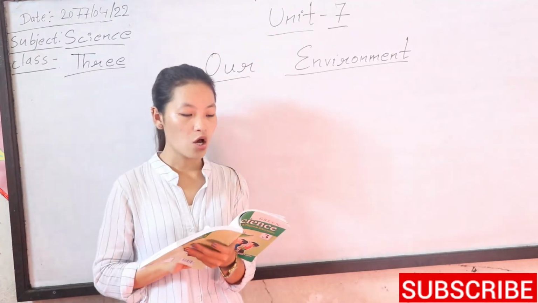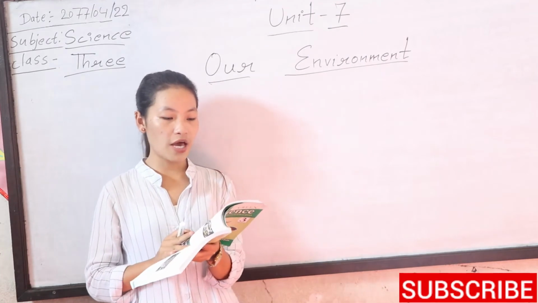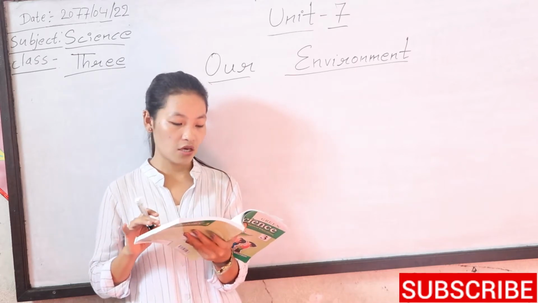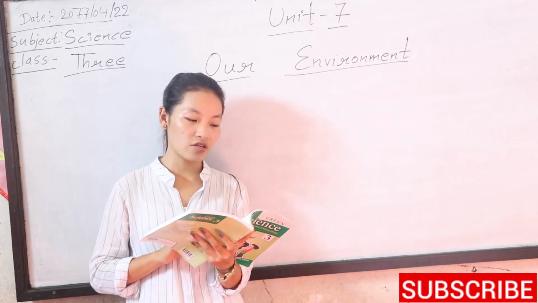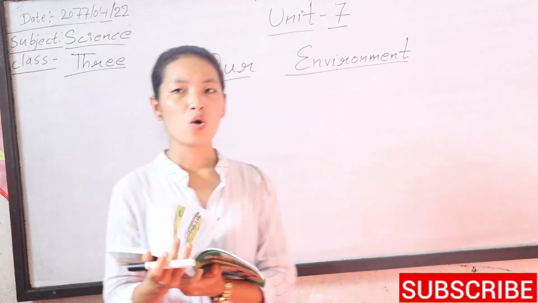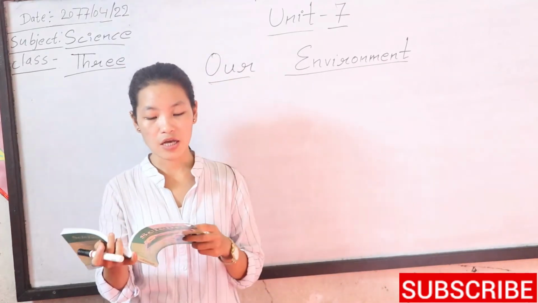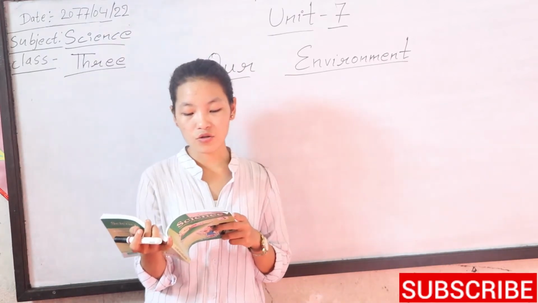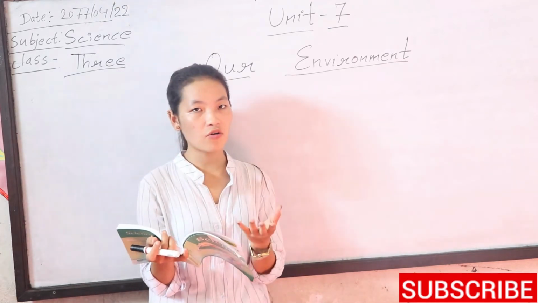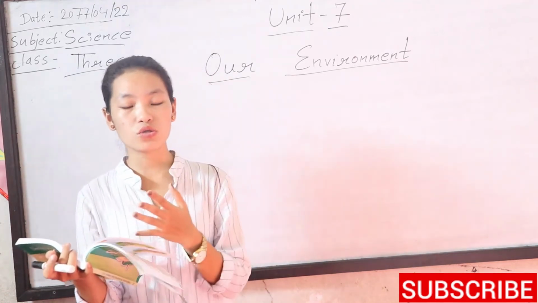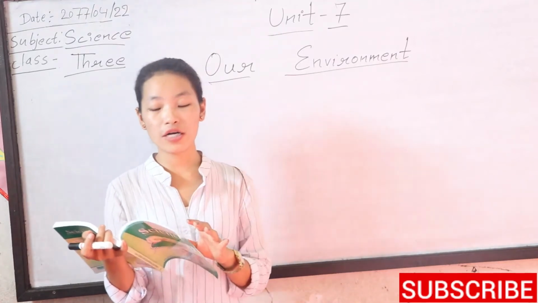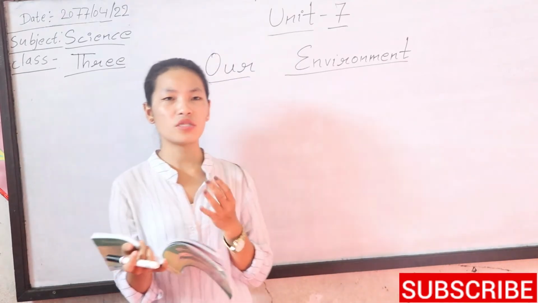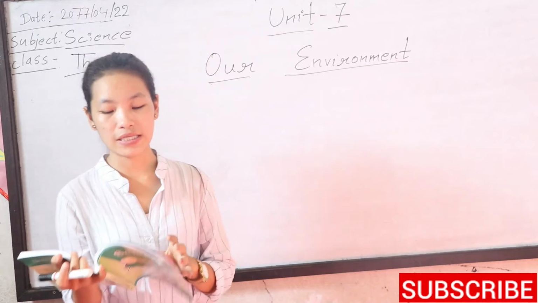Now, in the first topic, we have wastes and their types. First of all, let's talk about what is wastage. What do you mean by wastage? Wastages are the materials that are no longer needed and are thrown away. Wastages are the kind of materials which we have already used, or which are no longer needed, or which are already thrown away.